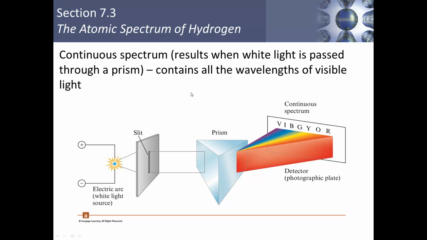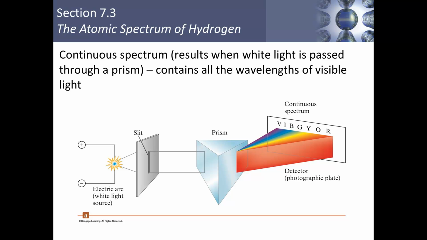Let's continue to talk about electromagnetic radiation. If we take an electric arc and run it through a prism, what we see is a continuous spectrum because all wavelengths of light are produced by the electrical arc that gives off white light.